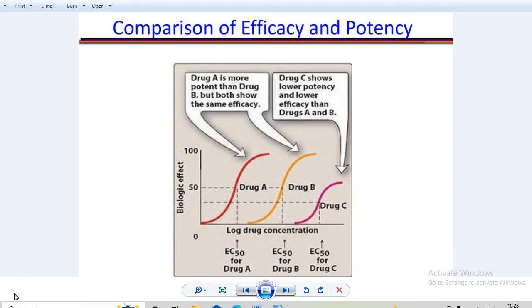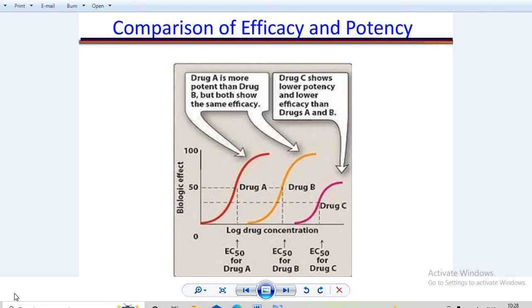So another important definition or difference you have to understand is efficacy versus potency, or comparison of efficacy and potency. You are going to deal with these two words in almost every chapter of pharmacology. To make you familiar with these two terms, I am making this very important video. So without wasting much time, let's concentrate on this topic.